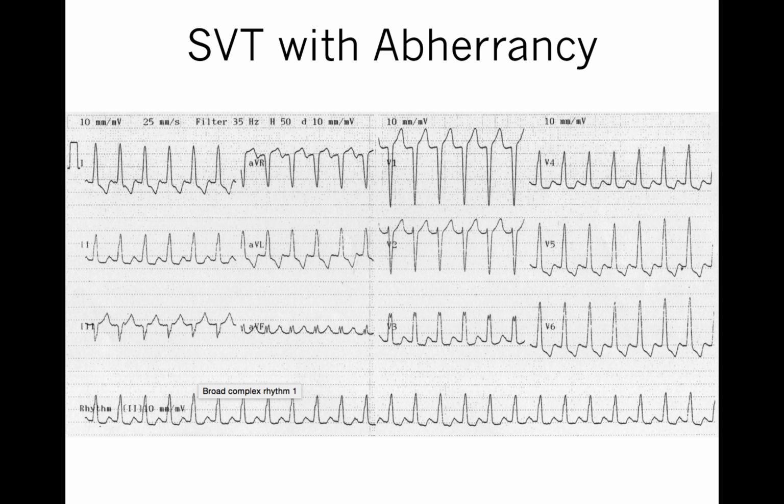This is an example of SVT with aberrancy. Here we have a wide QRS complex, and the patient is having an SVT, in this case AVNRT, but it looks like a wide complex tachycardia because the patient's QRS is wide at baseline. And once you get this patient out of their rhythm, you'll see that the QRS is wide in sinus rhythm.